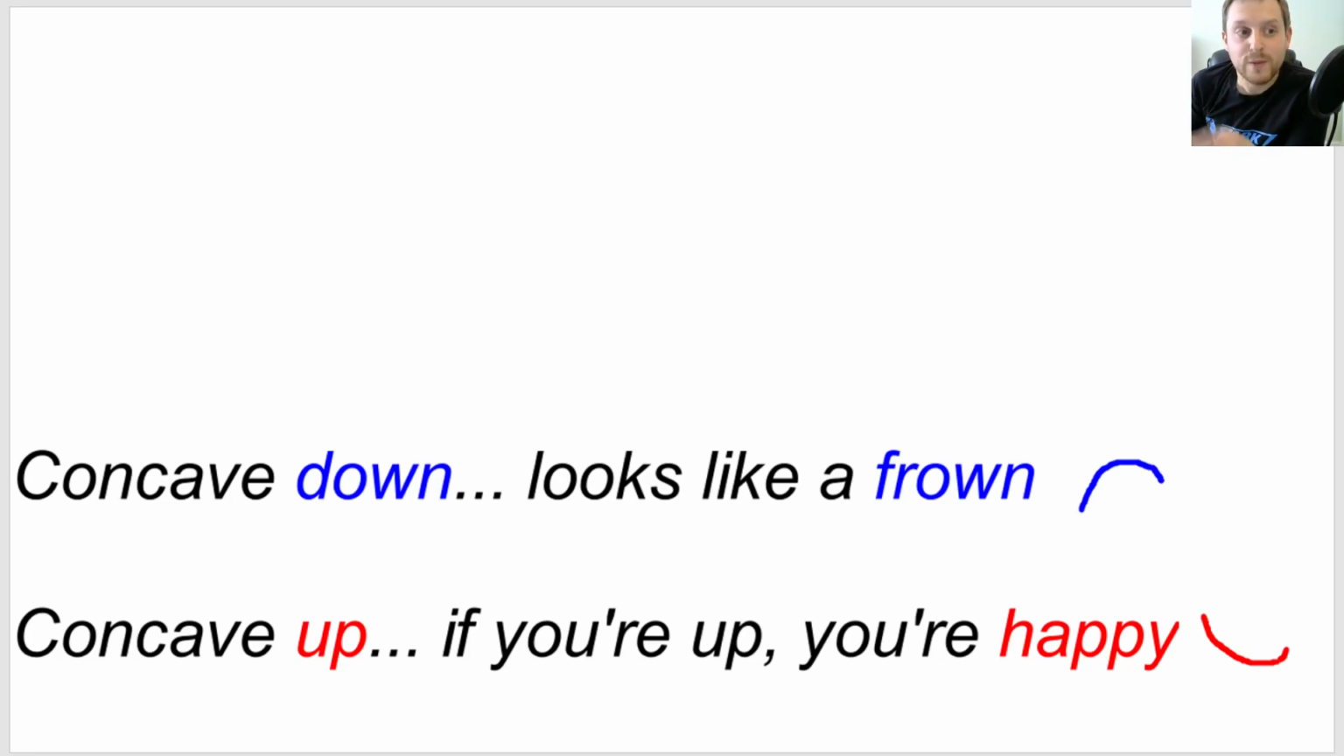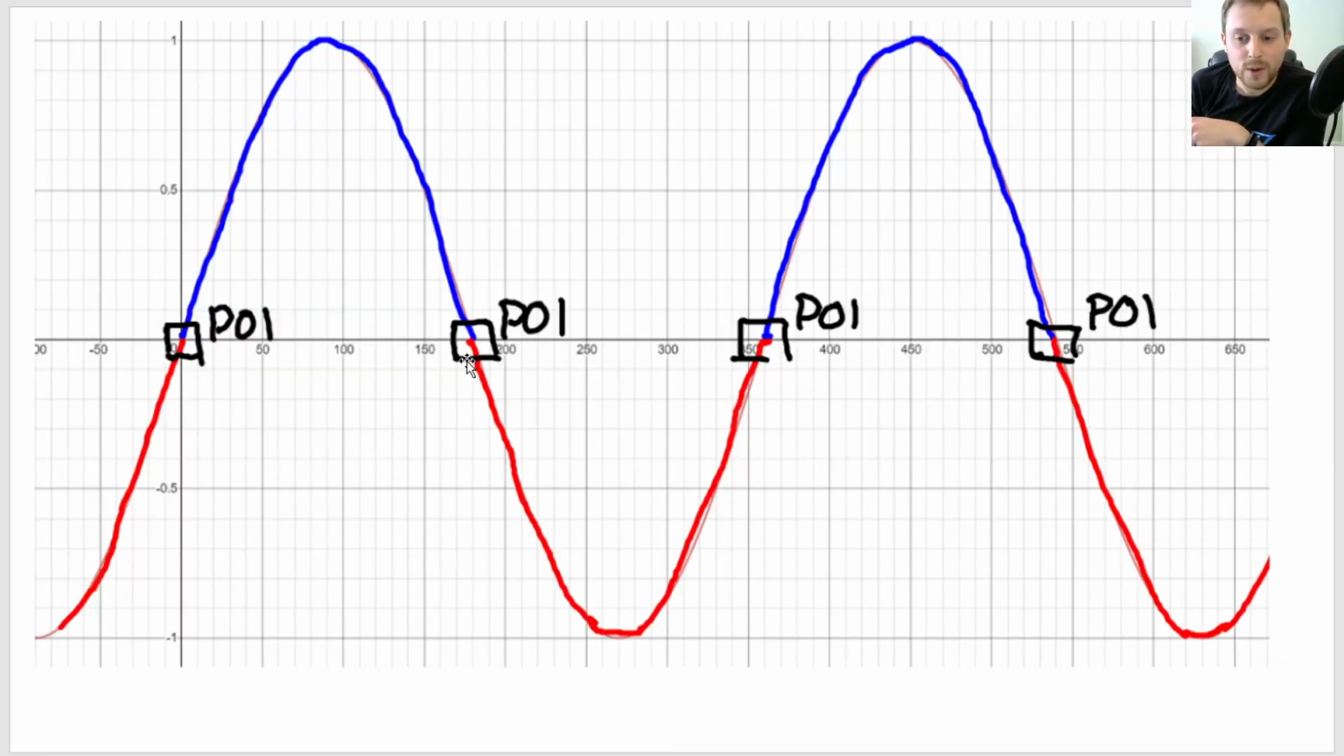So the words point of inflection are going to come up within this lesson. All you need to remember is it's where the curve goes from being happy to being sad, or from being sad to being happy. And there are actual words we use instead of happy and sad. If we're happy, we're concave up, and if we're sad, we're concave down.